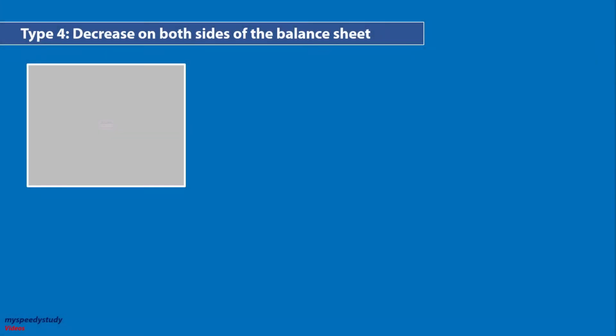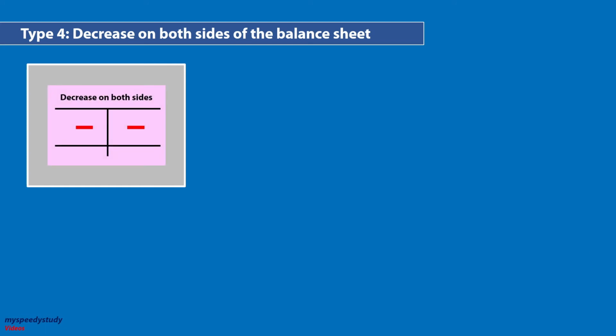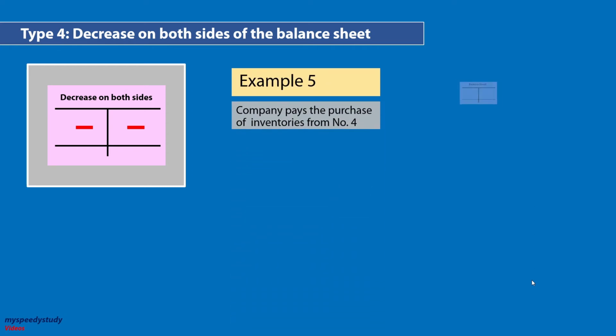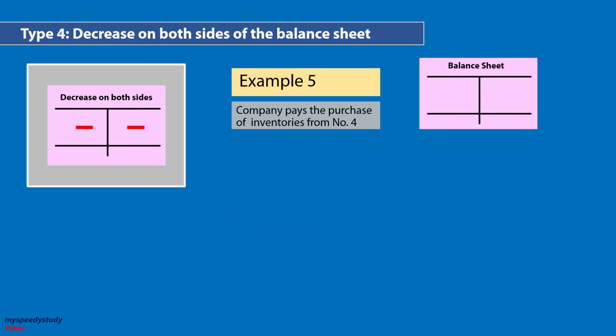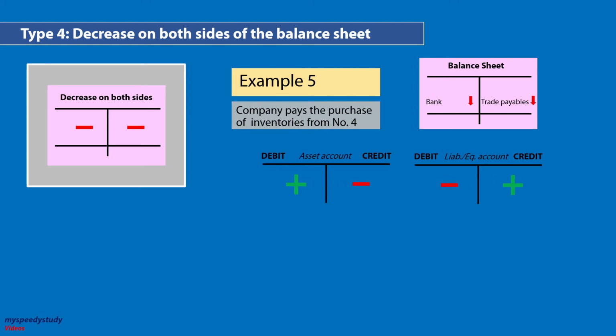The last example for now is the type 4 pattern, where both sides of the balance sheet decrease by the same amount. Let's assume the company now pays for the purchase of inventories from the previous example. When they pay, the liability will go down, and so does the bank account. Two items in the balance sheet go down by the same amount. How do we record that?